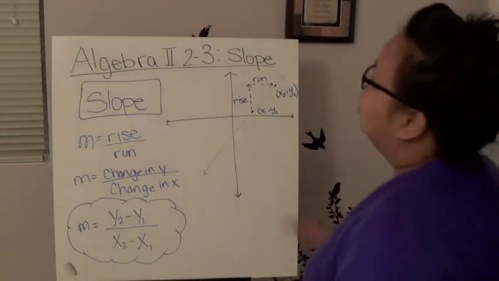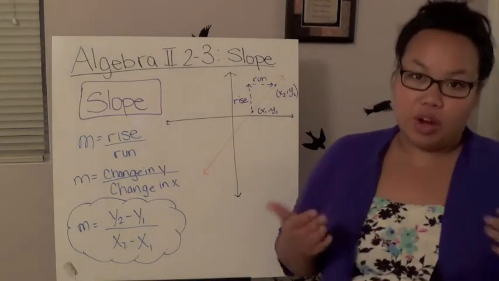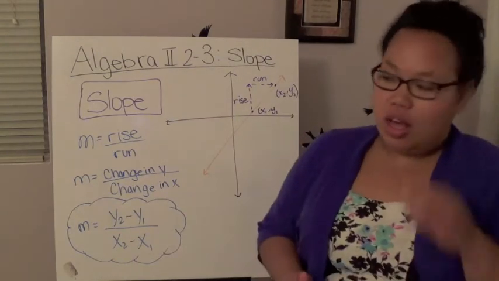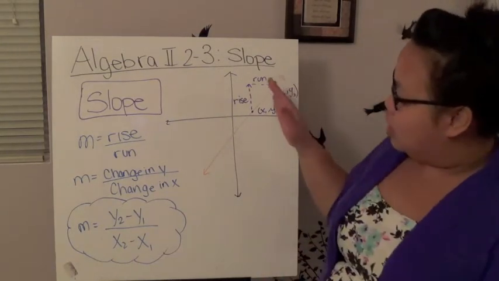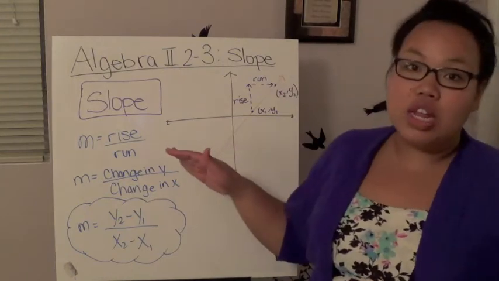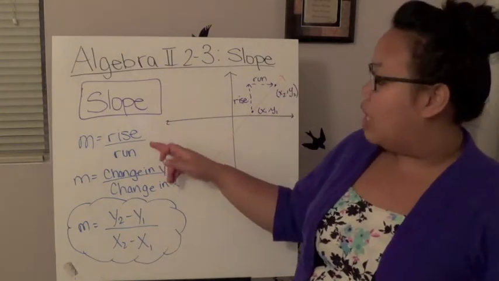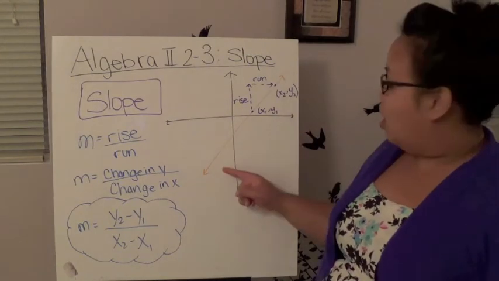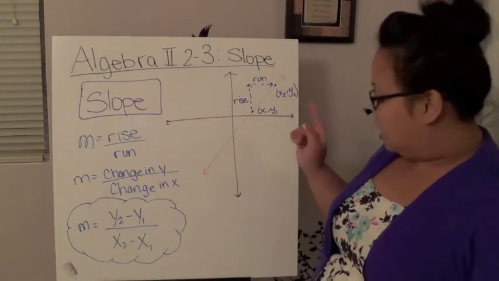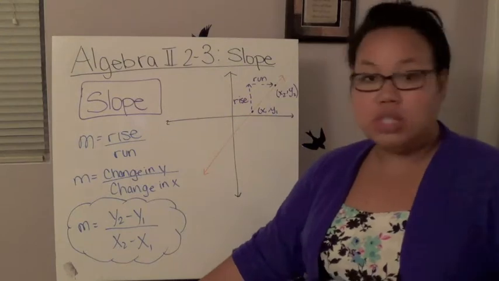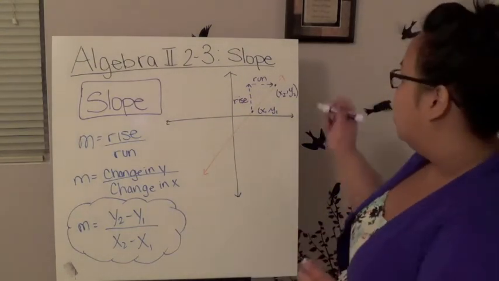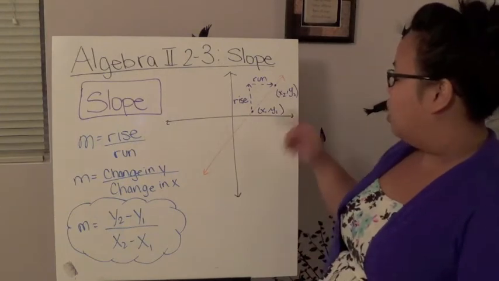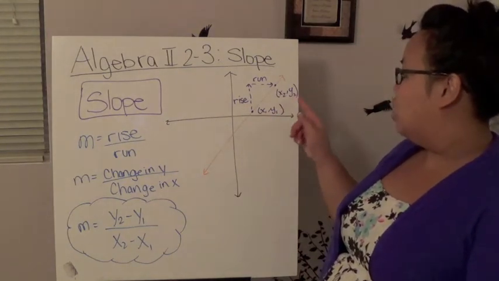In Algebra section 2.3, we're going over a very important concept. This concept deals with slope. Hopefully you've gone over it in Algebra 1, but it's rise over run. So here we have a line that we've been working with, and it takes about how many points minimum to make a line? That's 2 points. Okay? So we just take any 2 points on the line and we label it x1, y1 and x2, y2.